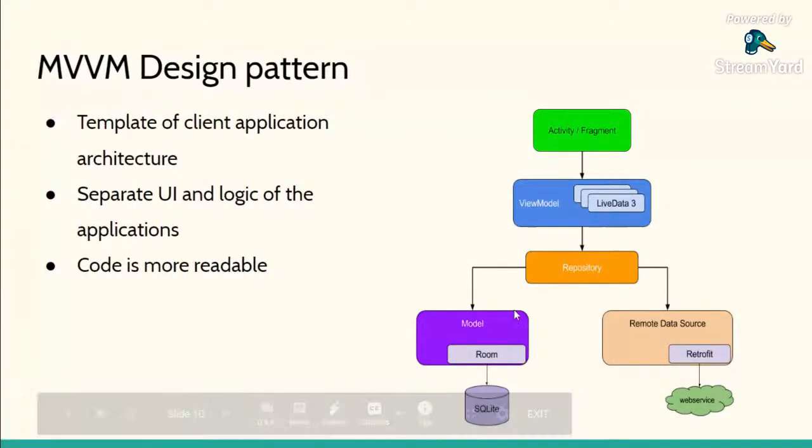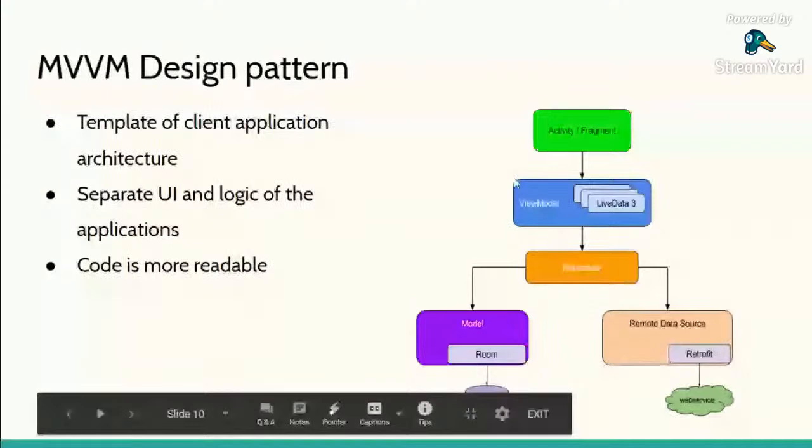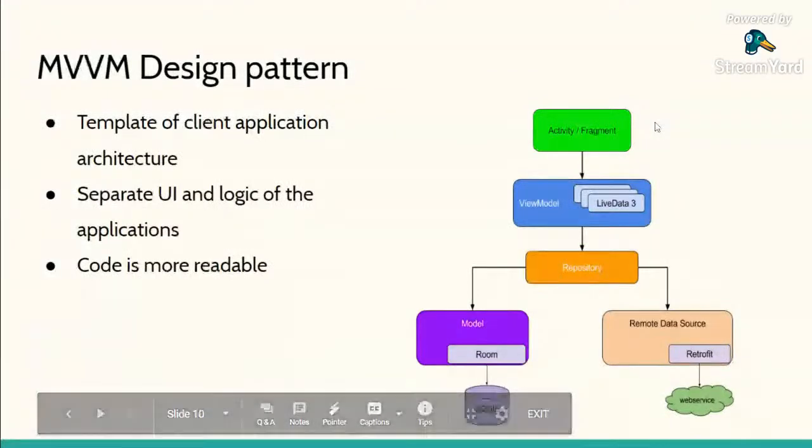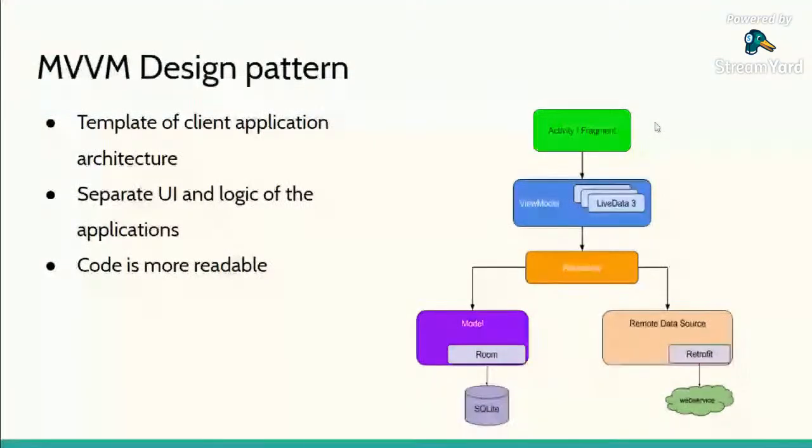Then there is something called a repository, view model, and activity or fragment. The last one is called activity slash fragment. This tier only deals with UI, so it only receives data from the view models and then displays. In turn, view model receives data from repository, and repository in turn receives from the database.